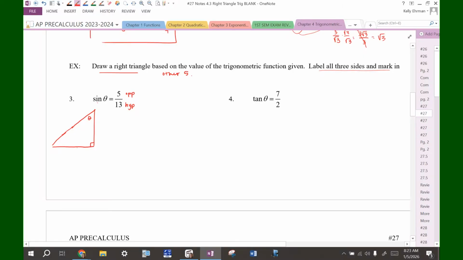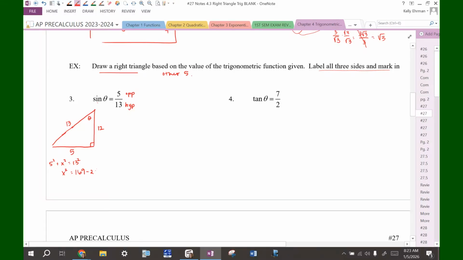So opposite leg for theta is 5. Hypotenuse is 13. And then our missing side, we can either use Pythagorean triples, for which this would be 12, or we could say 5 squared plus x squared equals 13 squared. You have to do a little bit of math here.